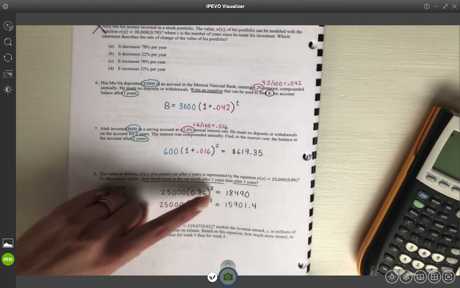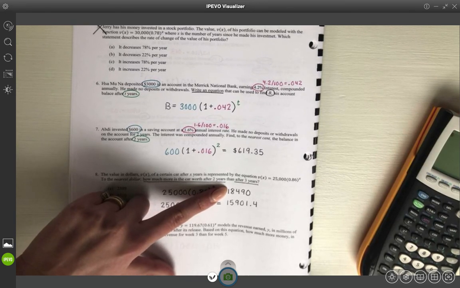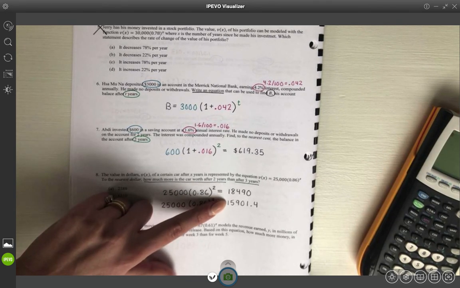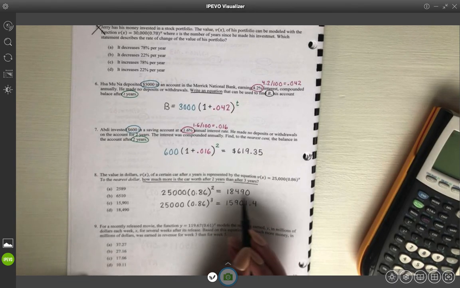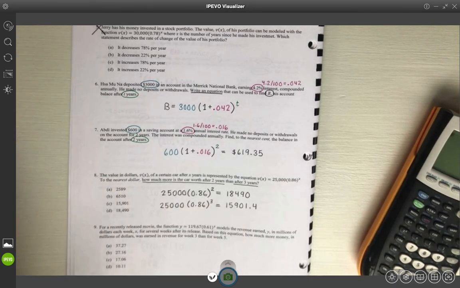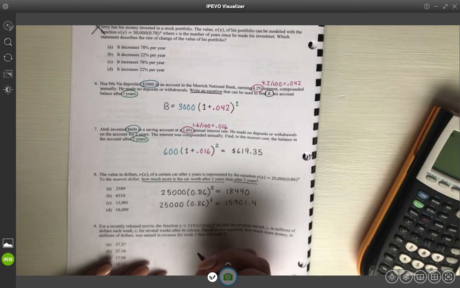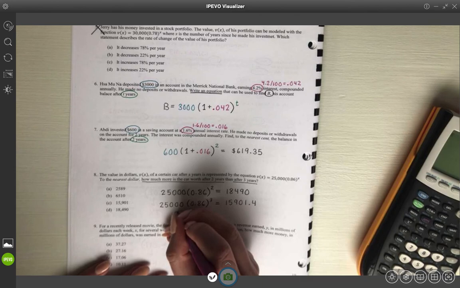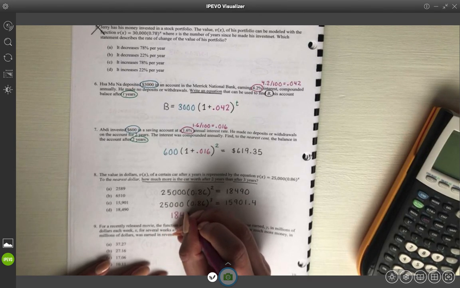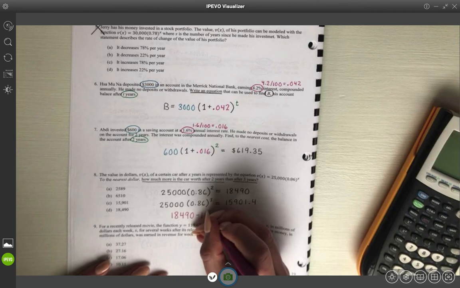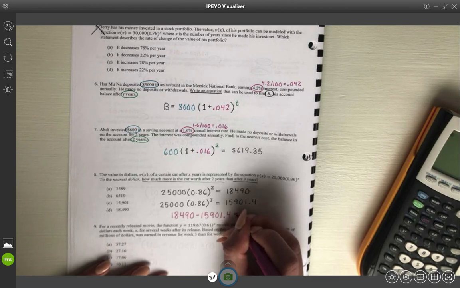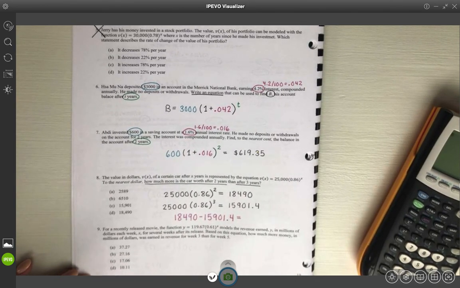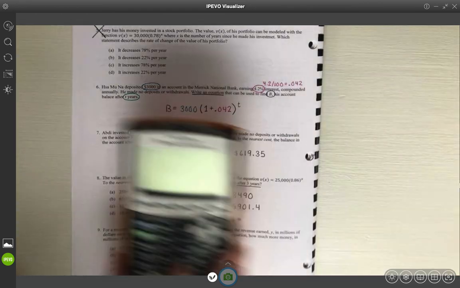So after 2 years, the car is worth $18,490. After 3 years, the car is worth $15,901. They want to know how much more it is worth after 2 years than after 3 years. So what we're going to do next is take those two numbers and subtract them. We're going to find the difference. 18,490 minus 15,901.4. And this is going to give us the difference in how much the car is worth.